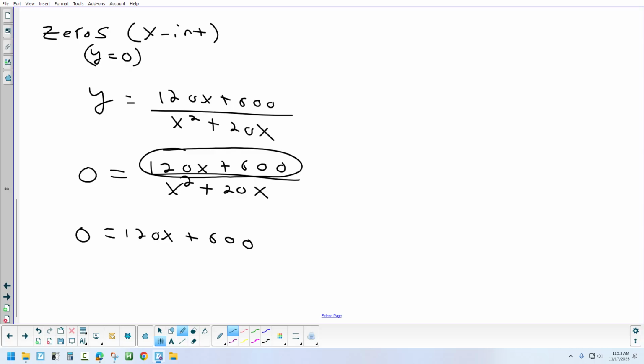So subtract it. And what would we get for x when we simplify that? -5. So if you plug in -5 for x, you get -600 plus 600. That would make the top 0. Doesn't matter what the bottom is. You'd have 0 divided by something, and you'd get 0. So that's how you find your zeros.